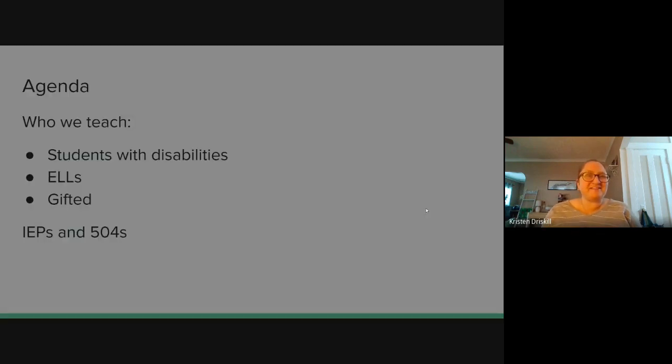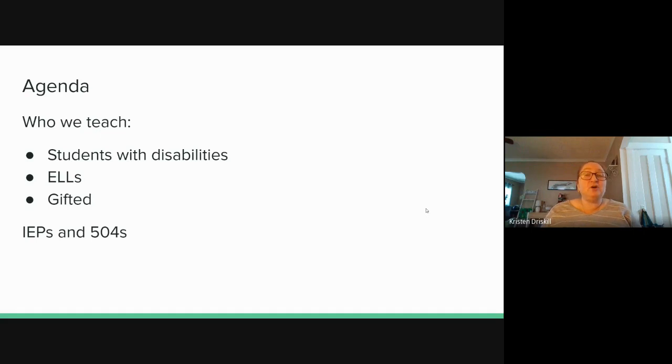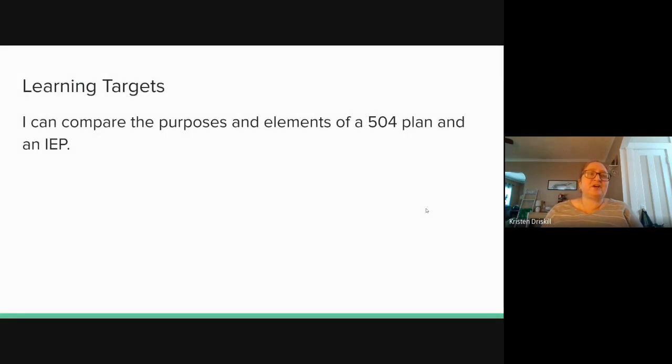But I digress. So this week we're talking about who we teach because actually who we teach is more important than what we teach. If we're not catering our instruction to the students in front of us, there's a good chance most of them are not learning. So it's important to pay attention to who it is that we teach. So we're talking about students with disabilities, English language learners, and then gifted and talented learners. And then we'll do a quick review of IEPs and 504s. So our learning target is I can compare the purposes and elements of a 504 plan and an IEP.